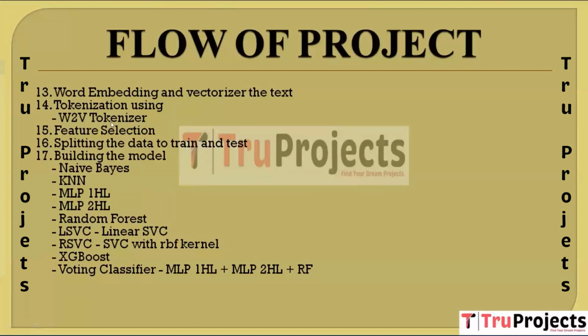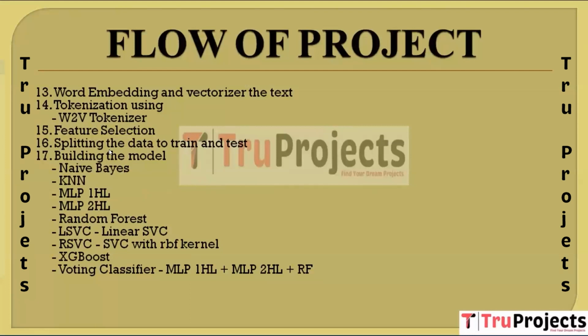Next we have tokenization using the W2V tokenizer. Tokenization using a word2vec tokenizer means splitting the text into individual words and generating word embeddings for each word. This method uses word2vec embeddings to tokenize the text, which can capture semantic relationships between the words. Then we have feature selection. Similar to step 15, this step involves choosing the most relevant features for your machine learning models. In this case, you are working with the word embeddings generated using word2vec.